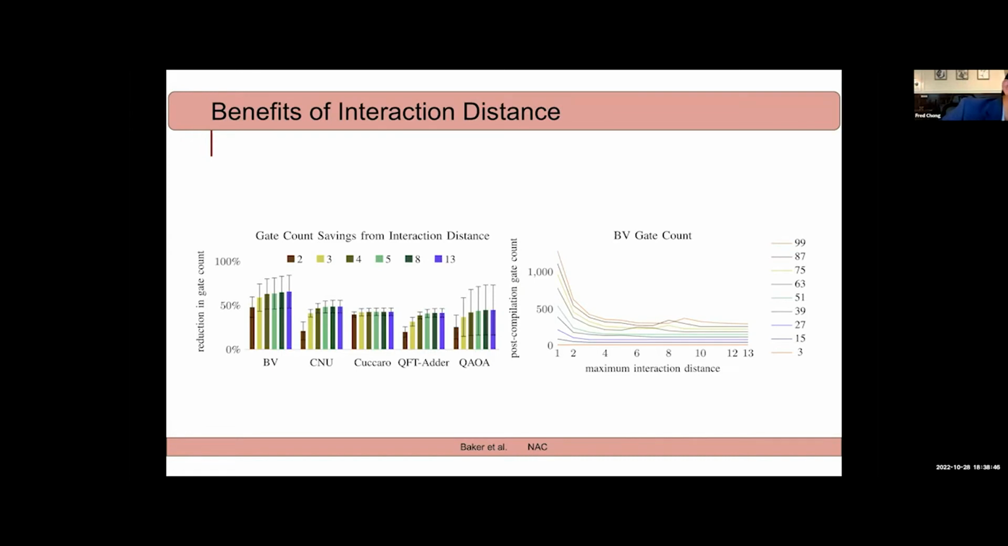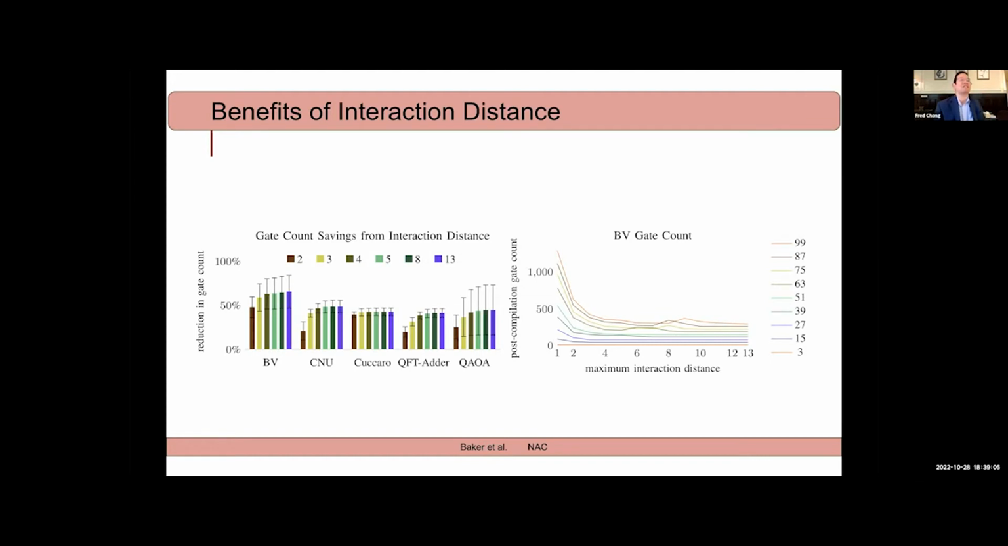Okay, so when I talk to neutral atom vendors, one of the first questions they tend to ask me is, if we wanted to give you long distance, greater than near neighbor, interactions, how much distance do you need?